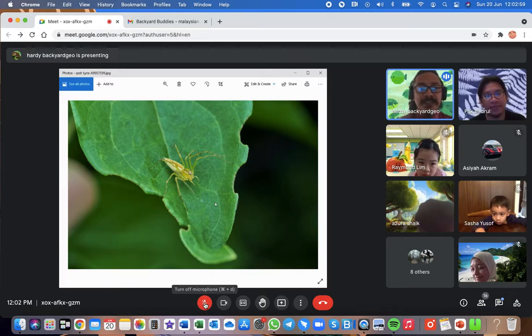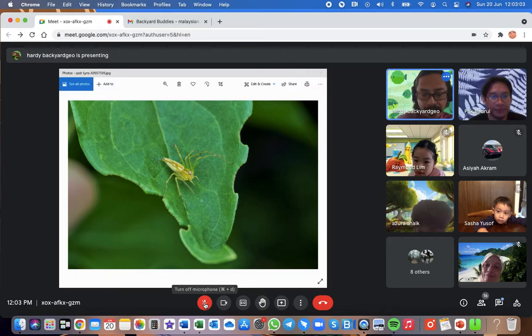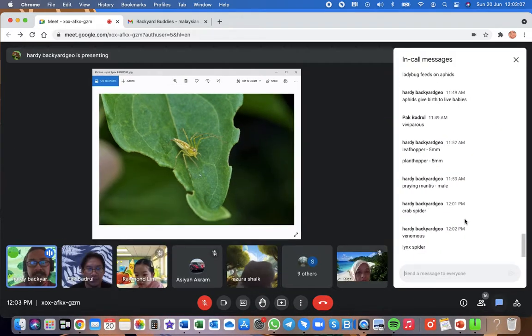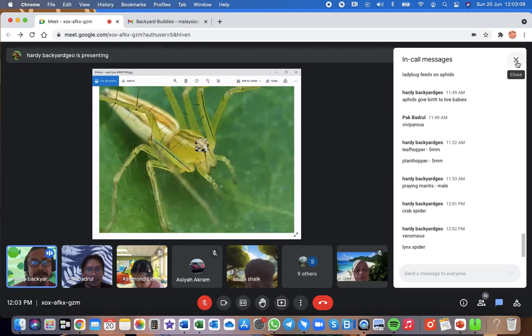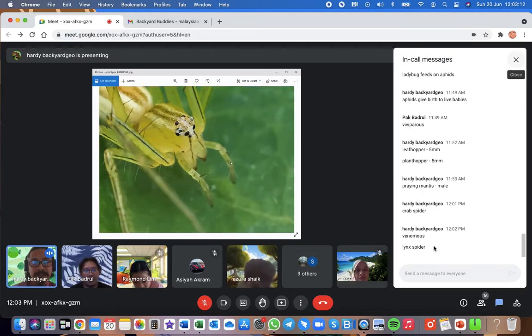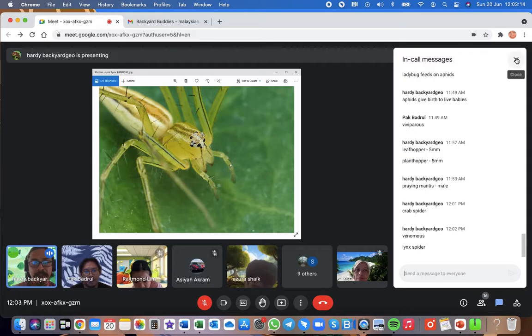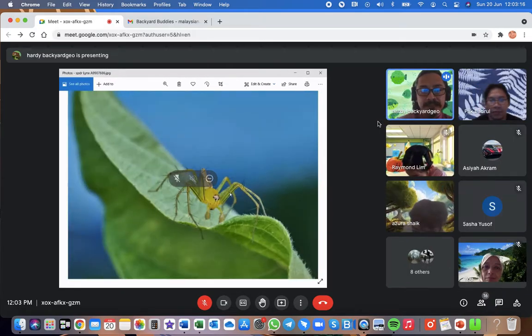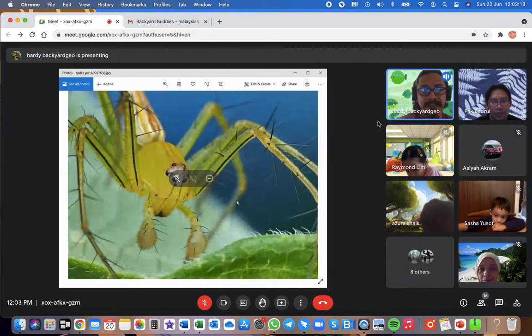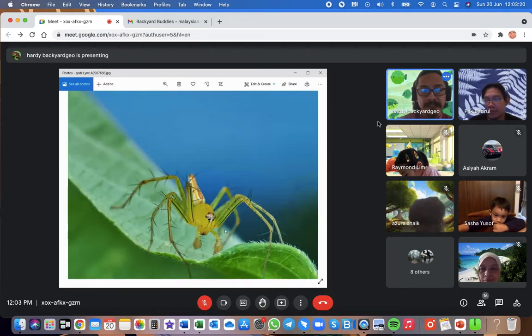Okay, over here we have a lynx spider. Let me type that. L-Y-N-X spider. What I'm trying to show here is that if you look at the front pedipalps, or their arms, we call it forearms, this one is small. And this one is the same species, same spiders, but the pedipalps are big.